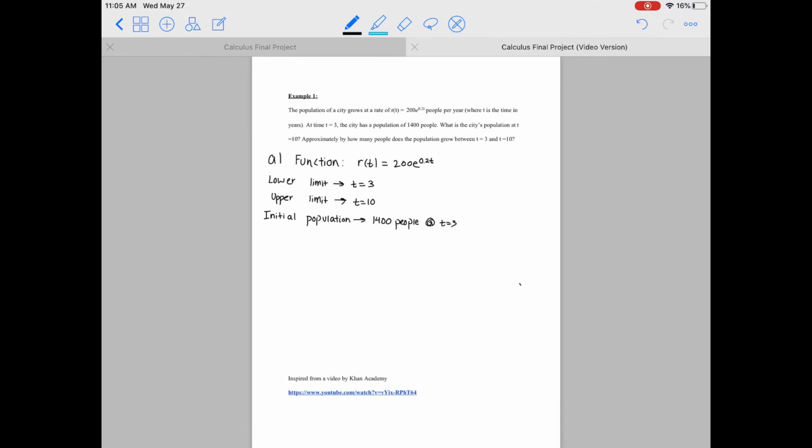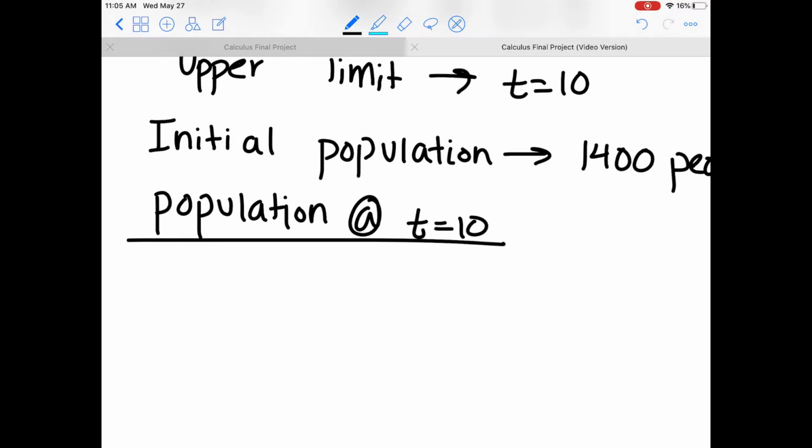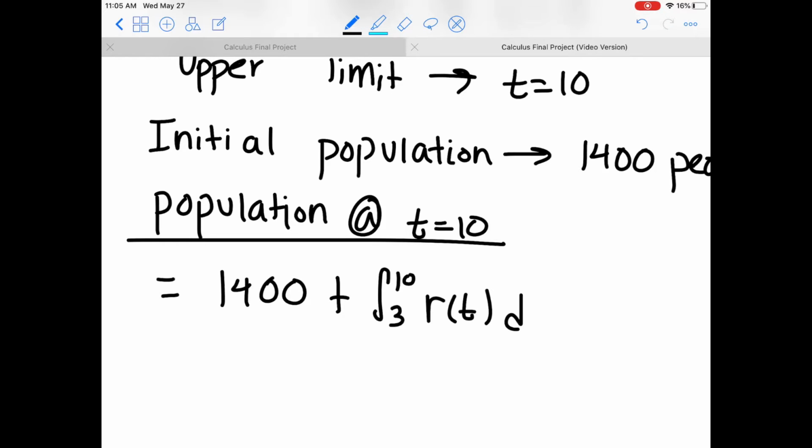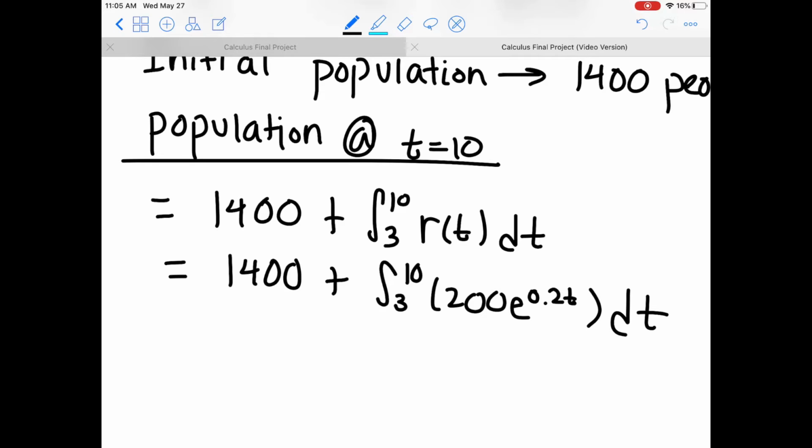So after we have written out all our initial values, what we want to do is start setting up the integral, where we want to find the population at t equals 10. So first thing we must do is write out 1,400, which is our initial value, and then our integral, and our lower limit we said was 3 and the upper limit is 10, of the function r of t dt. Next, we could plug in the function for r of t dt, which is 1,400 plus the integral from 3 to 10 of the function that was given to us, 200 e to the 0.2 t dt.